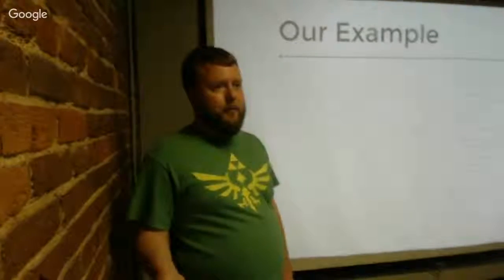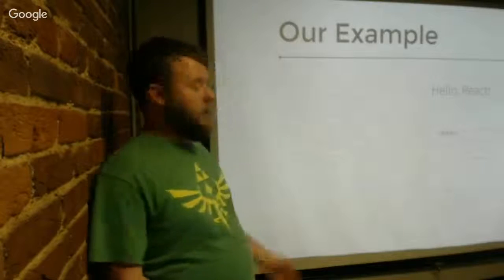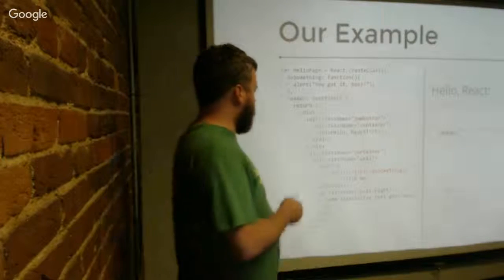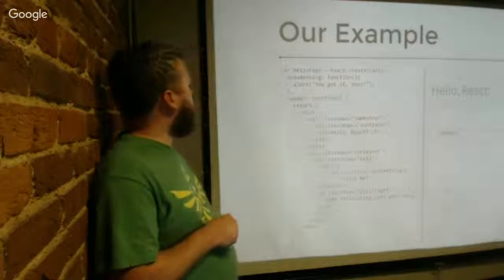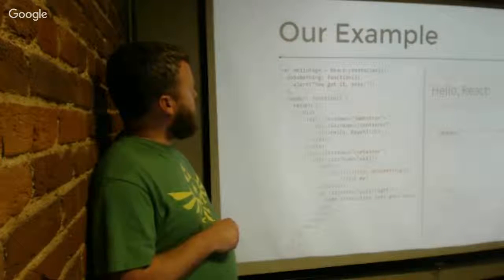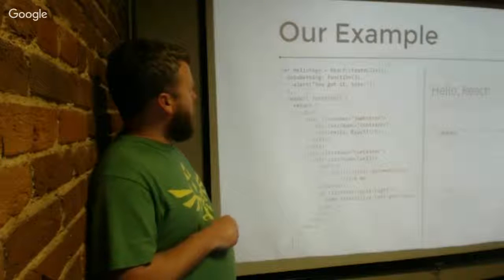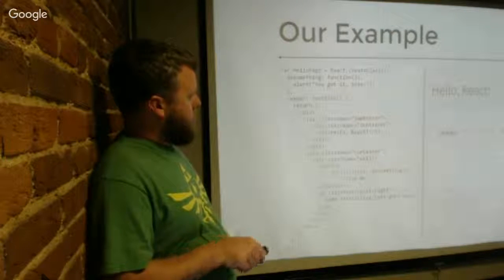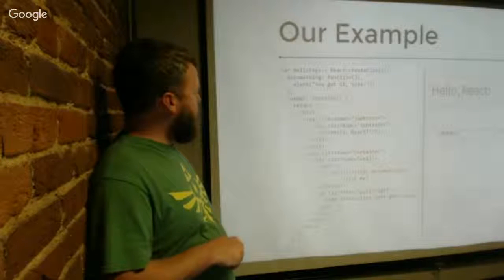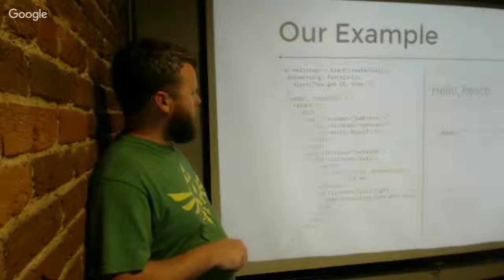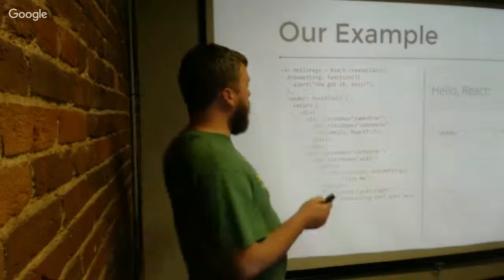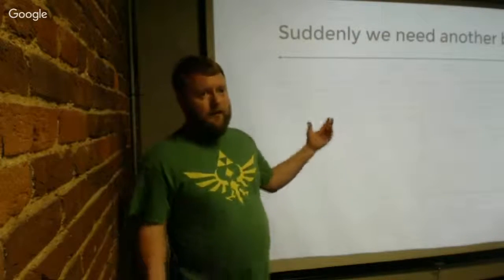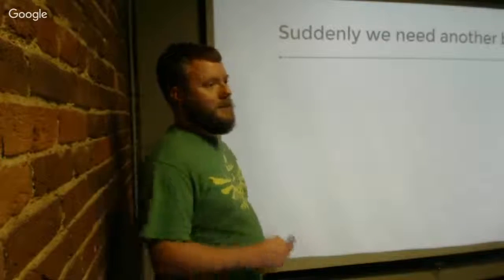So the example that we're going to be talking about today, it's Hello React, right? So here is all the code for that. So we've got a function called doSomething, and it just alerts "you got it, boss." And then in the render function, we've got our Jumbotron there. And then we have a button that you can click, right? Cool. That's very cool. But suddenly we need another button. Oh no, that's no fun.